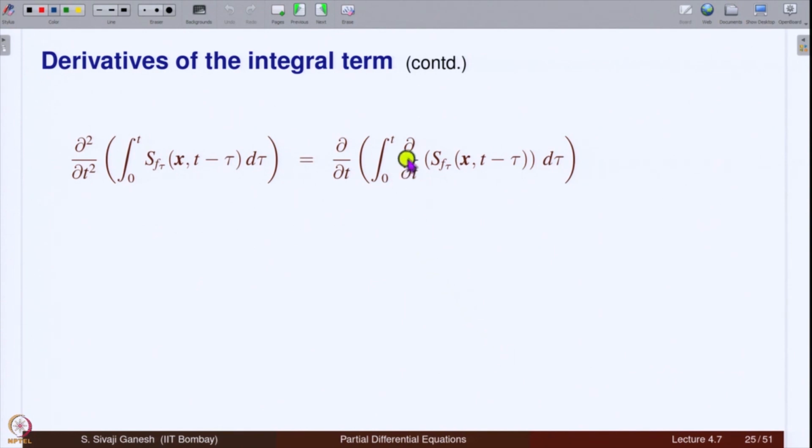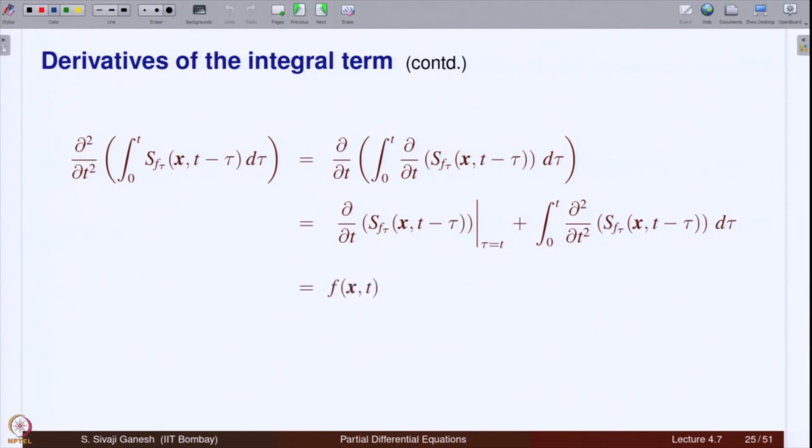So, this is being carried forward from the previous slide. This is the first derivative of the integral term. Therefore, second derivative becomes first derivative of the first derivative. Now, exactly again by the Leibniz rule, this will be the integrand evaluated at tau equal to t plus differentiate inside with respect to t. This quantity is precisely f of x t, once again from the definition of the source operator.